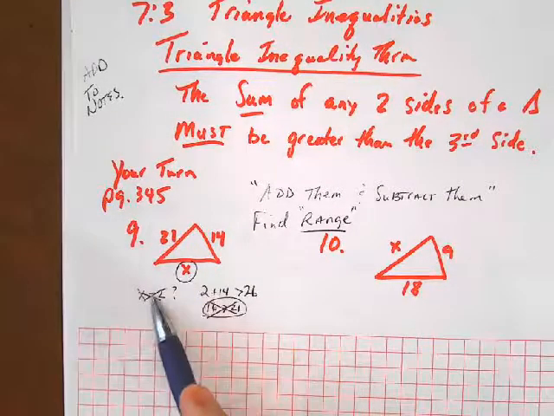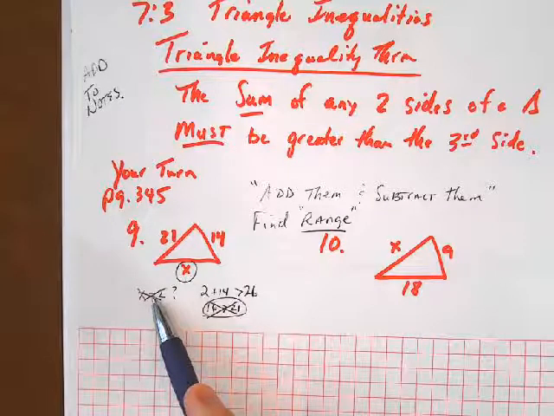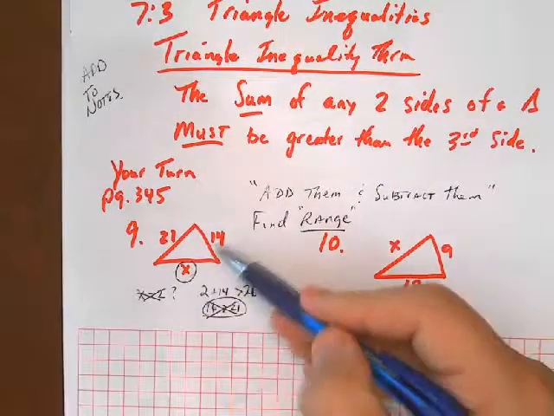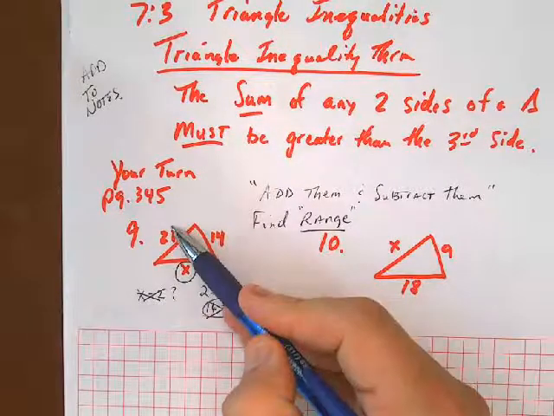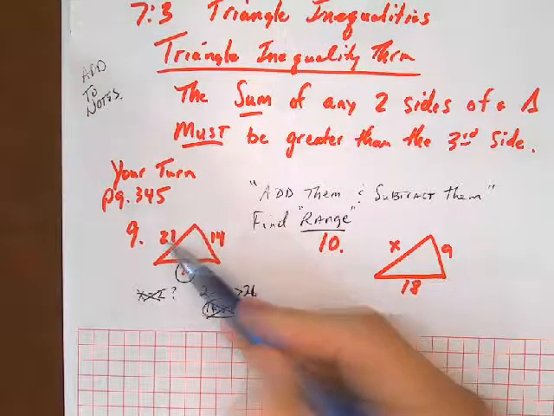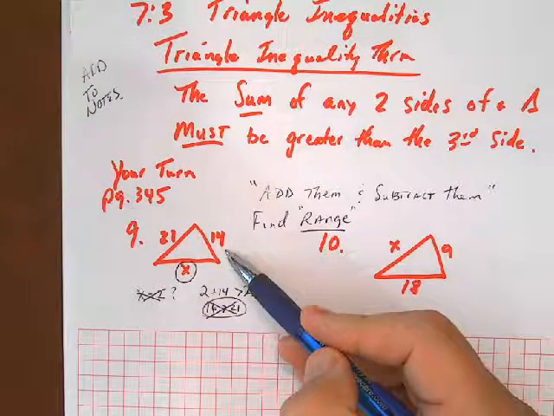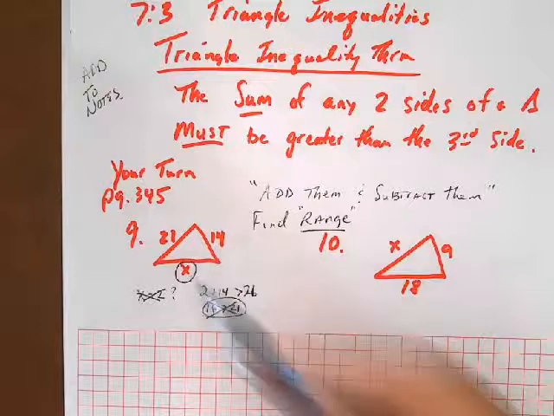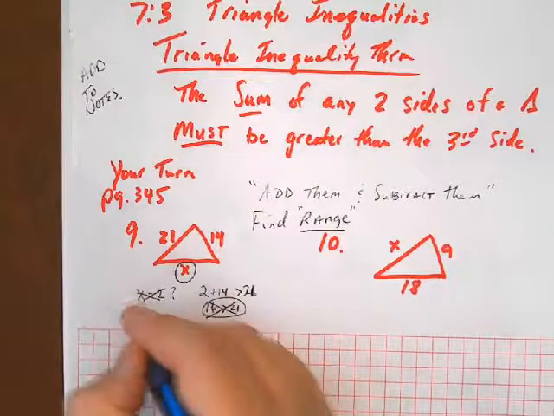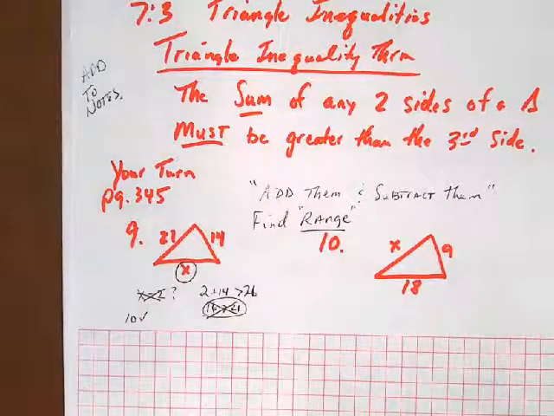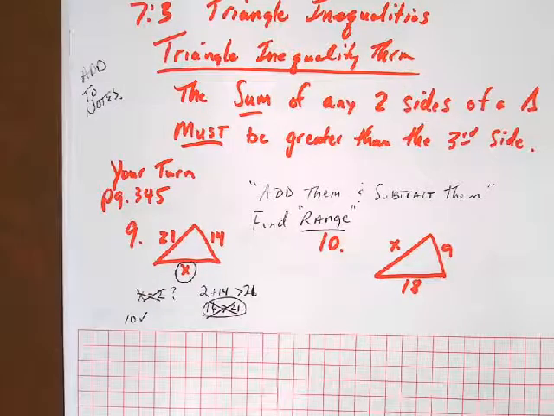I know it can't equal 2. How about 0? No. How about 10? Well, maybe. 10 plus 14 is 24. That's greater than 21. 10 plus 21 is 31. That's greater than 14. And then 21 plus 14 added together is greater than 10. All right, so 10 would work. But we don't want to just kind of guess and check like that. There's a better way. And this is how.